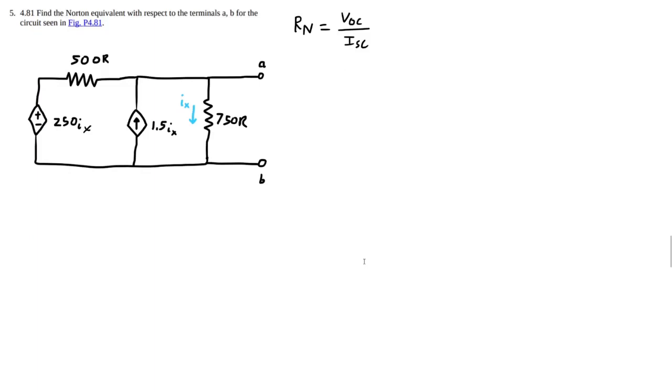All right, for 4.81, we're going to do another Norton equivalent circuit with respect to these terminals A and B. And one thing to note is we don't have any independent sources in the circuit, so we're going to have to apply the test source. And since we're doing a Norton equivalent instead of Thevenin, we're going to apply a test voltage. So I'll put that in now.